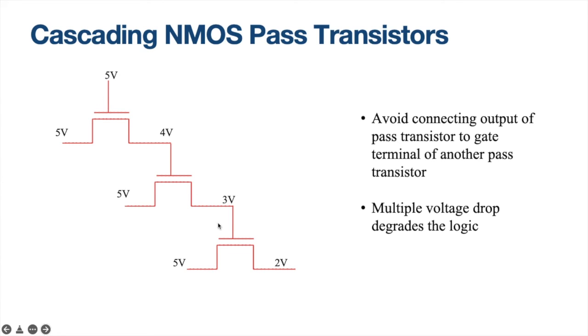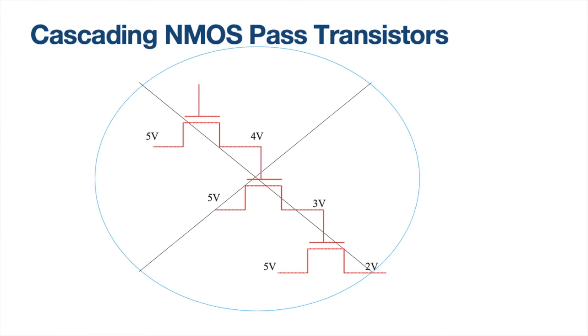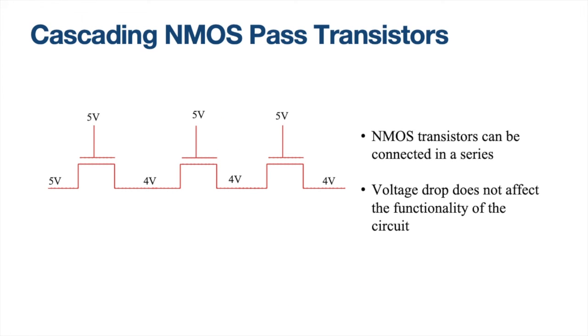So when we try to cascade NMOS pass transistor in this fashion, we have multiple voltage drop. Therefore, it will degrade the complete functionality of the circuit. Therefore, we are not supposed to connect NMOS pass transistor in this fashion.